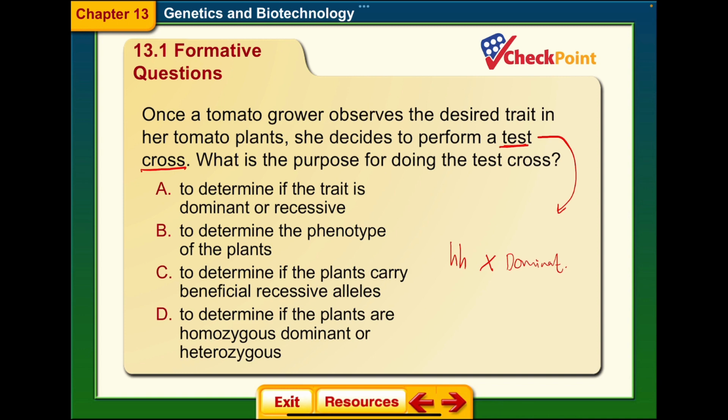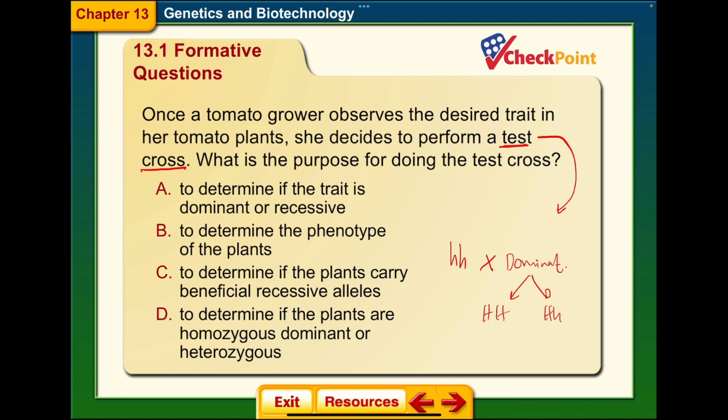So a test cross involves breeding an organism that has an unknown genotype with one that is homozygous recessive for the desired trait. So we cross them and we look at the phenotypes of the offspring to find out the genotype of the parent, because this parent is dominant, but we don't know if they are homozygous dominant or if they are heterozygous. So to find that out, we do a test cross.